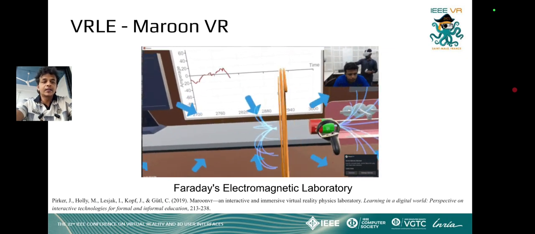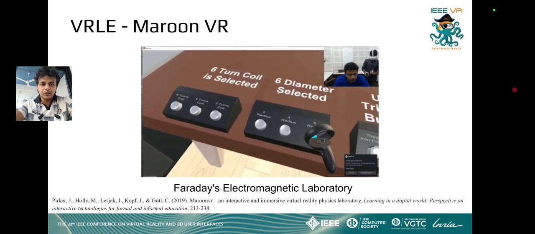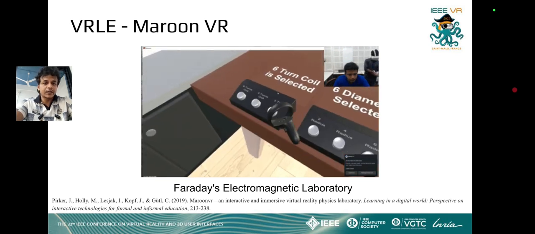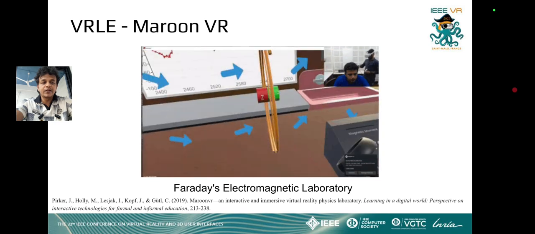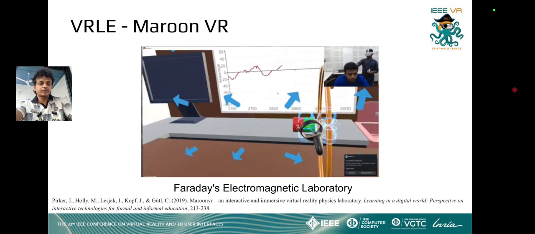In the environment, the learners can grab the magnet and drag it in and out of the coil, which induces EMF in the coil. The EMF is plotted in the virtual graph. They can vary various parameters and experiment with the magnet.